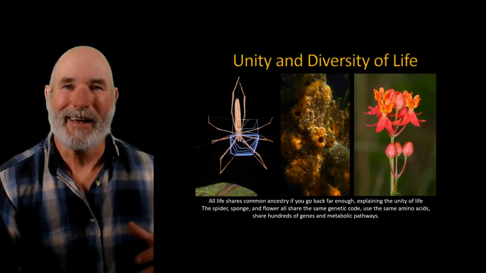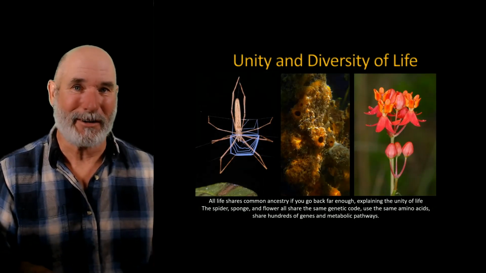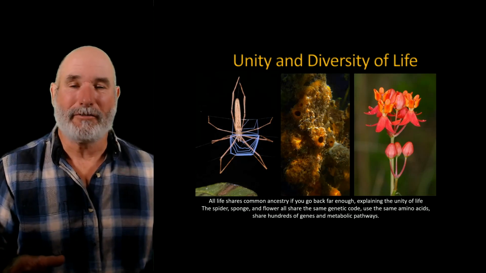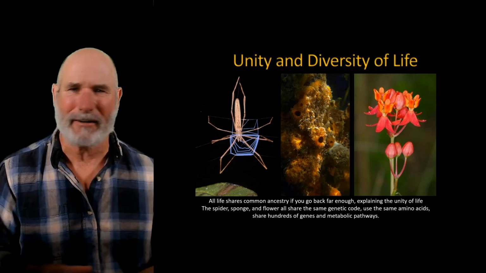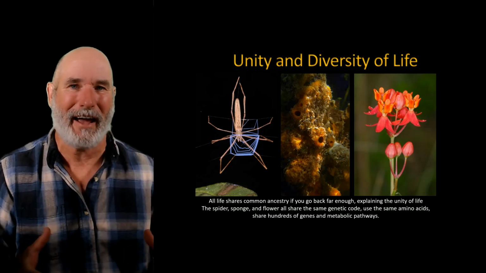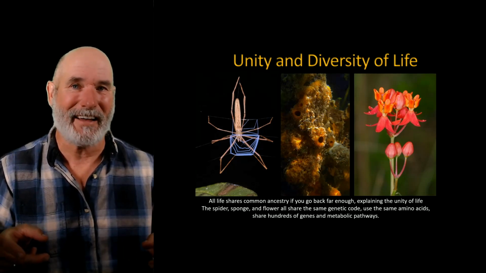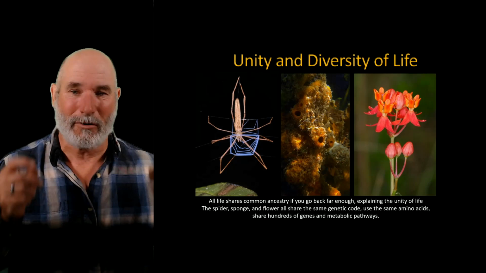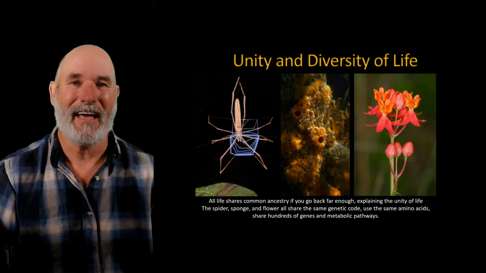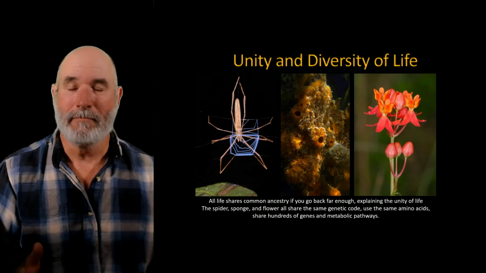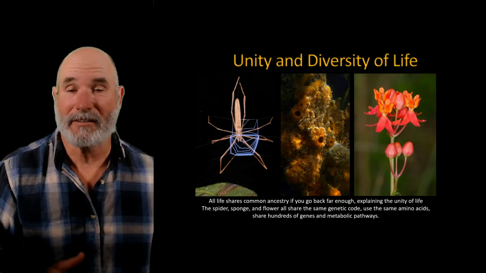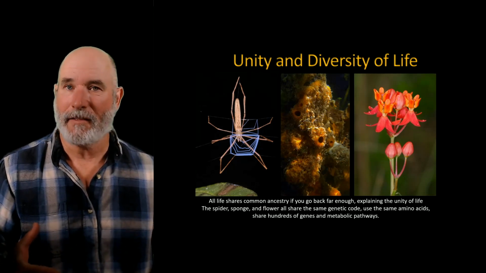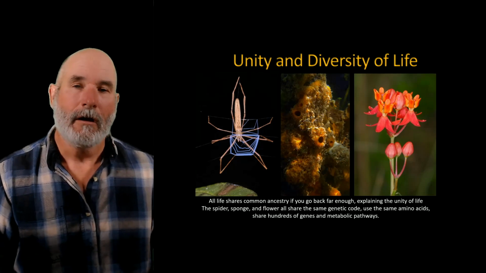Okay, we've got some very different looking organisms here. On the left, you're going to see a cast-net spider, also called an ogre-faced spider. I hate that name. We'll use cast-net spider. You see it's holding its net in its front legs, and it will literally toss that net onto its prey. In the middle is a sponge, and on the right is a flower. That's a milkweed, actually, the kind that monarchs like to go to.